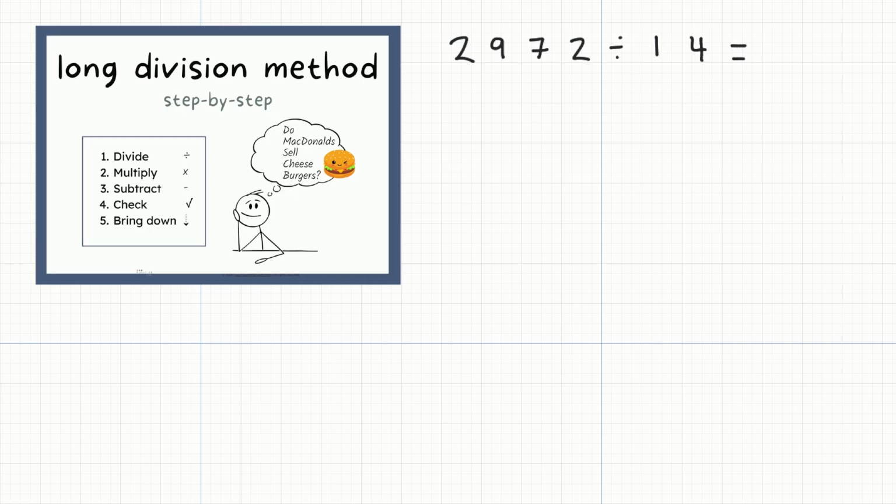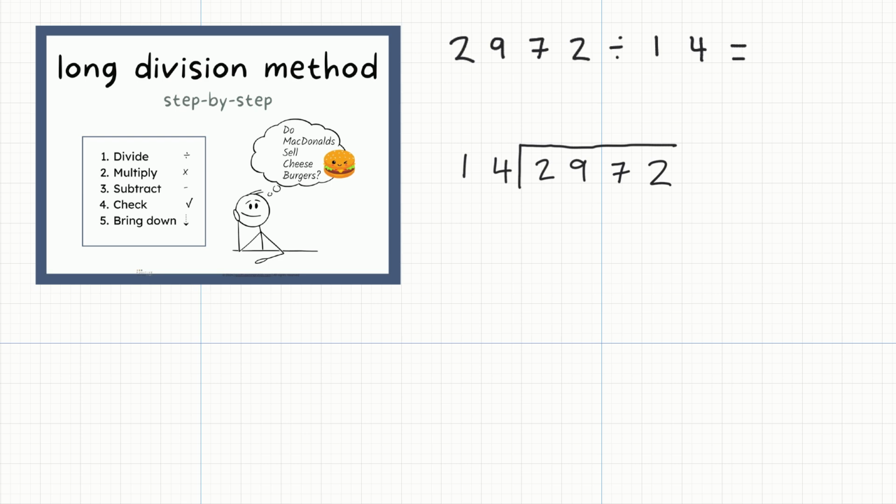I'm going to use these steps to calculate 2,972 divided by 14. Now I need to set up my calculation correctly using the bus stop method. I'm going to take my divisor, that's 14, and place it outside the bus stop. And inside the bus shelter, I need to write 2,972.